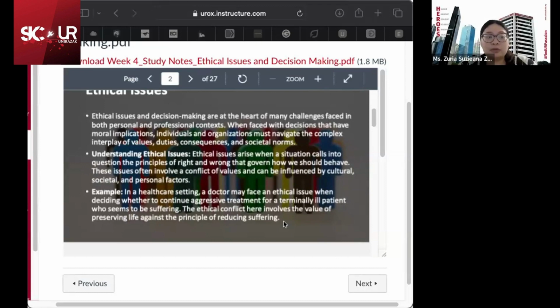But when we talk about choosing the best treatment, or you want to diagnose and decide which treatment is suitable, for example aggressive treatment for terminally ill patients, you have to not only be ethical, but you have to calculate the risk as well.